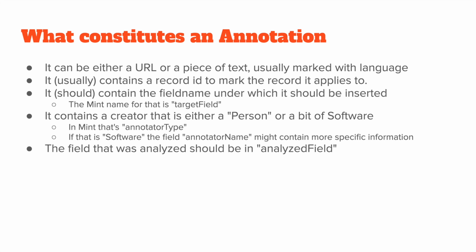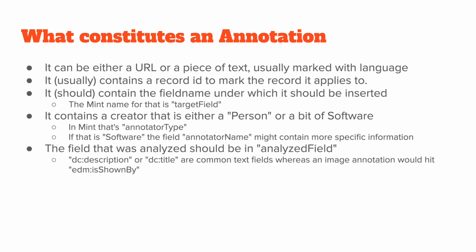Additionally to the field where the information should go to, the annotation can provide the field where it extracted information from, the analyzed field. For a literal, that would be a field that contains some literal value, maybe that you wanted to translate, or where you performed a named entity recognition process. And for an image, you should see there a field name where typically image URLs can be found, like EDM isShownBy or a web resource.